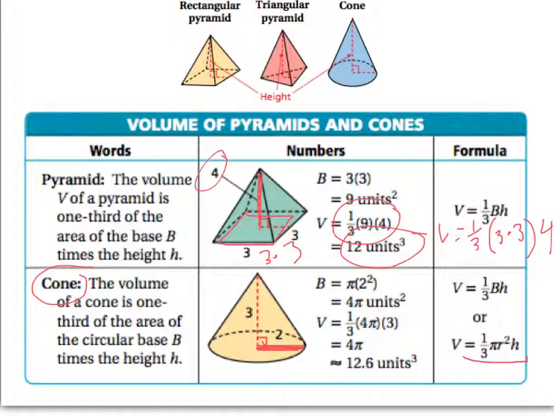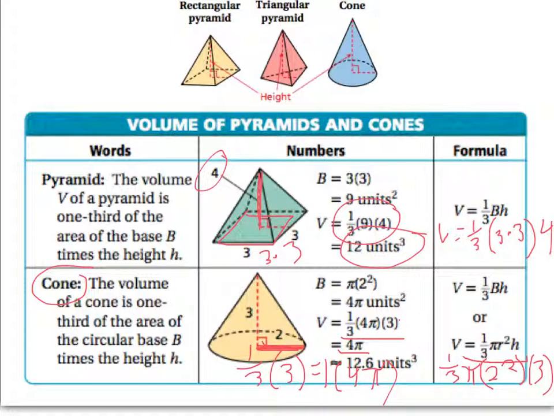So we're going to do 1/3 times pi times 2 squared times the height, which is 3. And if we look here, they did it for us, 1/3 times 4 pi times 3, because 2 squared is 4, so 4 pi. And how they got 4 pi here is they did 1/3 times 3 first to get 1. Okay, so they're left with 1 times 4 pi.